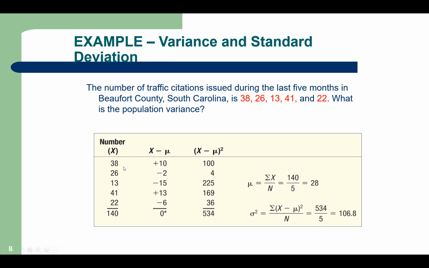Number one, what are the observations? X: 38, 26, 13, 41, and 22. The sum of these values is 140. Now we have to find out the deviation. How do we find the deviation? We will subtract the population mean from each observation. First we need to find the mean. We will sum all these values, that is 140, and divide by 5, 1, 2, 3, 4, 5. So the result would be your mean.